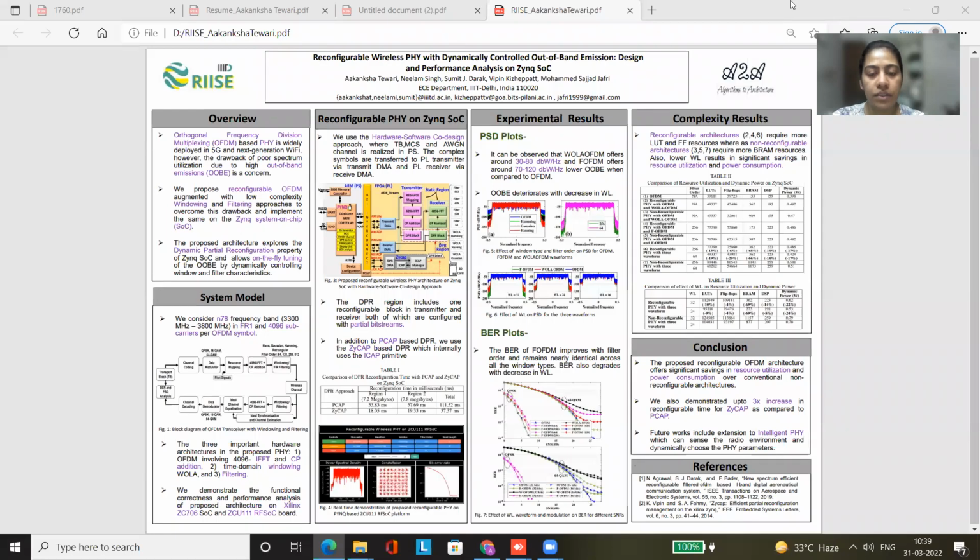Hello everyone. Today I, Aakanksha Tewari, am going to present our topic, Reconfigurable Wireless Wi-Fi with Dynamically Controlled Out-of-Band Emission and its Design and Performance Analysis on Zynq SoC.